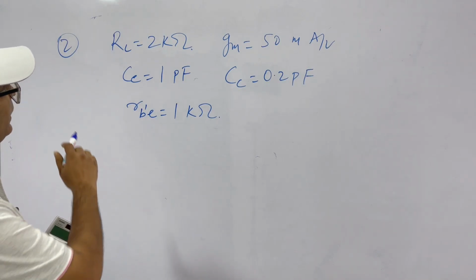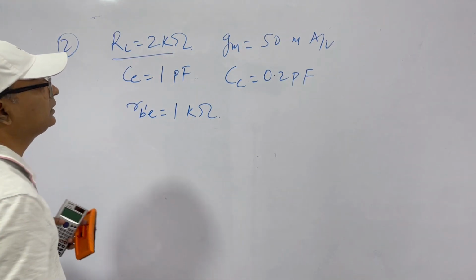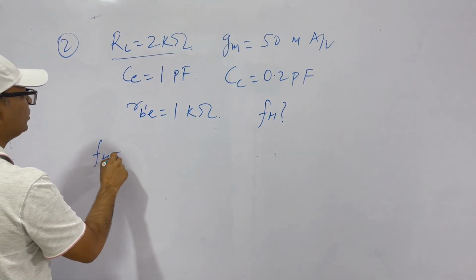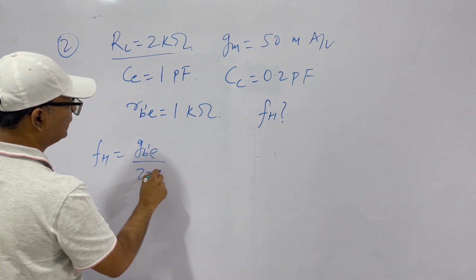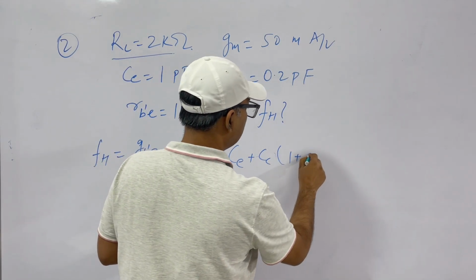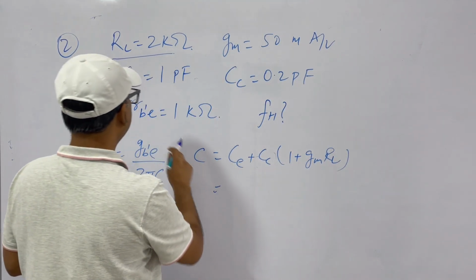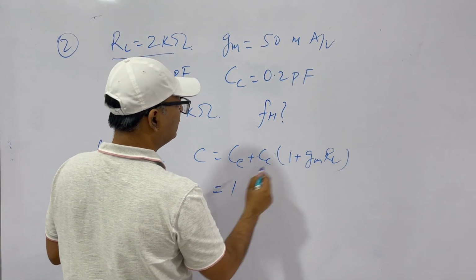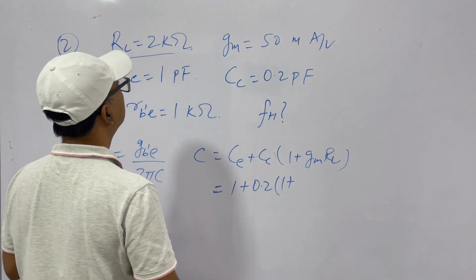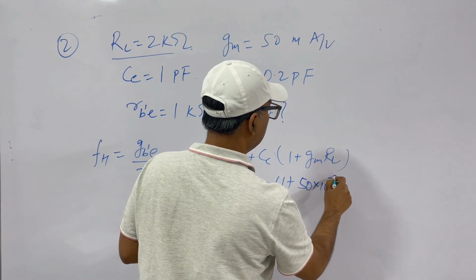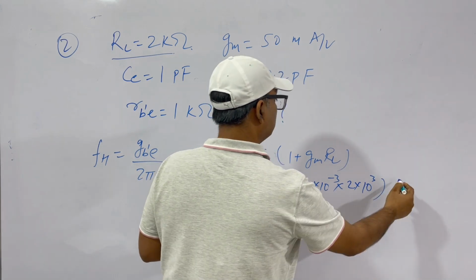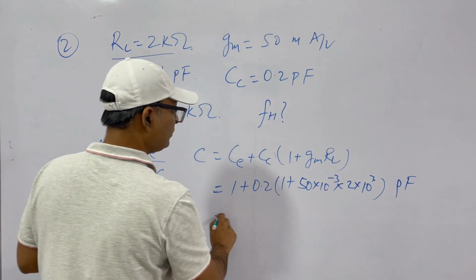So the second question is, we have the same figures, only a load resistor has been introduced. What we have to find is FH. What is FH? We know that FH is equal to GB dash E by 2 pi C, where C is CE plus CC into 1 plus GM RL. So let's put in the values. CE is 1 picofarad, plus 0.2 into 1 plus GM. GM is 50 milli, 50 into 10 to the power minus 3, into RL. RL is 2K, so 2 into 10 to the power 3. This is picofarads.